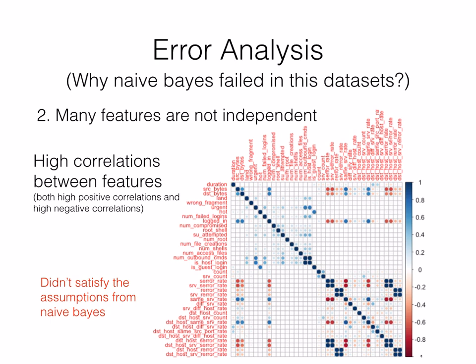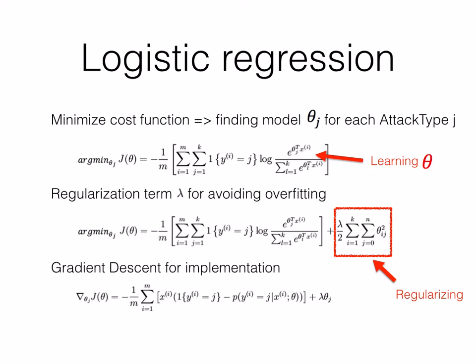So we can see a lot of blue, and the blue color means they have a positive correlation, and the red one means they have negative correlation. So we can see there's a lot of correlation, and so this might violate the independence assumption from Naive Bayes.